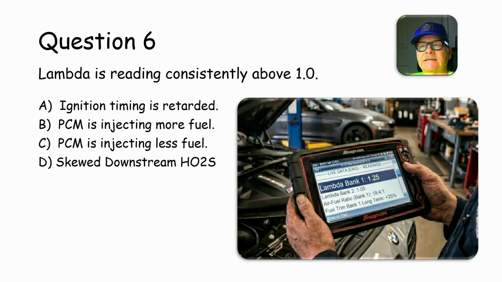Lambda is consistently above 1.0. Does that mean the ignition timing is retarded? PCM is injecting more fuel? PCM is injecting less fuel? Or would we have a skewed downstream oxygen sensor?